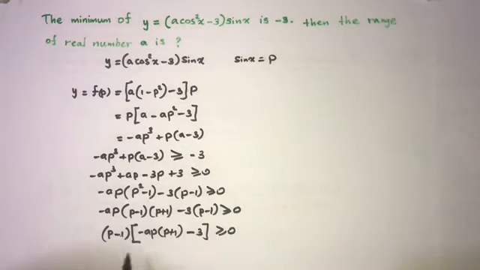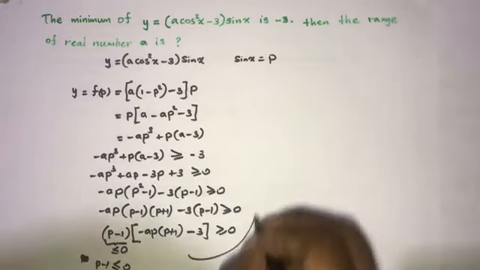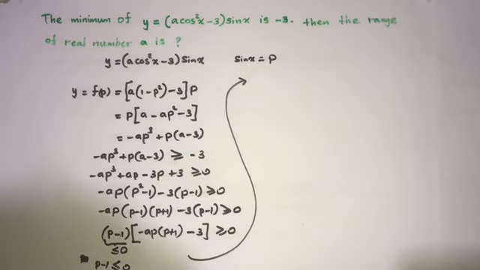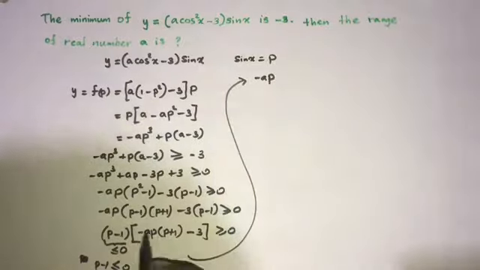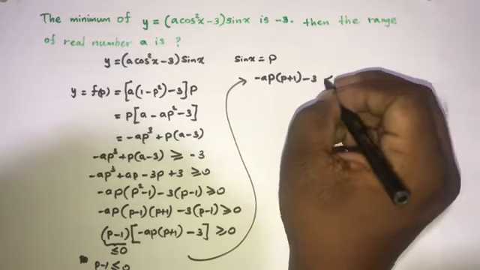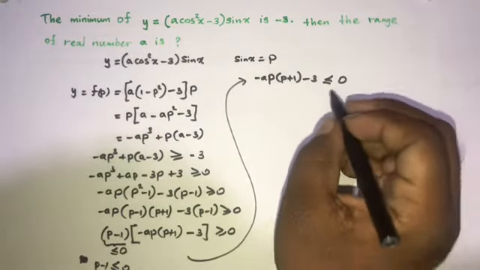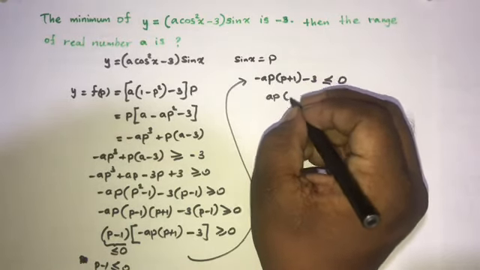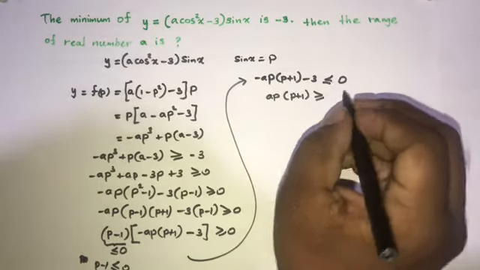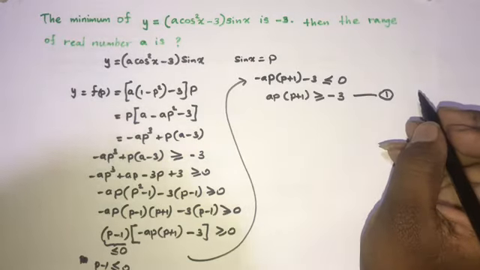Now we know p minus 1 is lower than or equal to 0, so the other term must be lower than or equal to 0. So minus a p times (p plus 1) minus 3 is lower than or equal to 0, and multiplying by a minus sign, we can write a p times (p plus 1) is greater than or equal to minus 3. I am going to call this expression number 1.